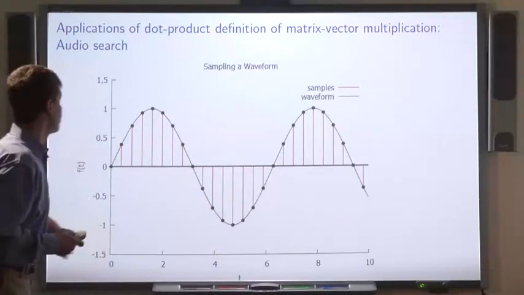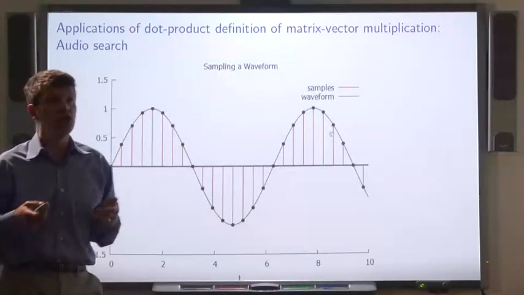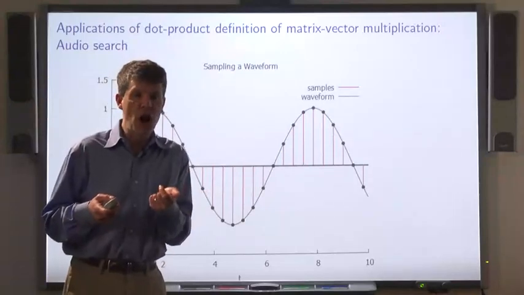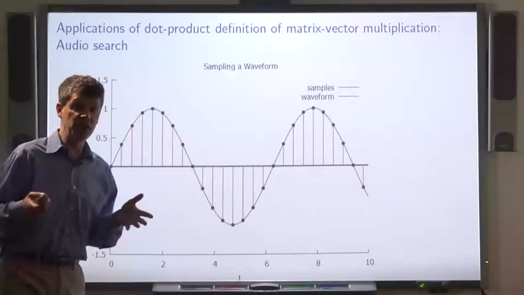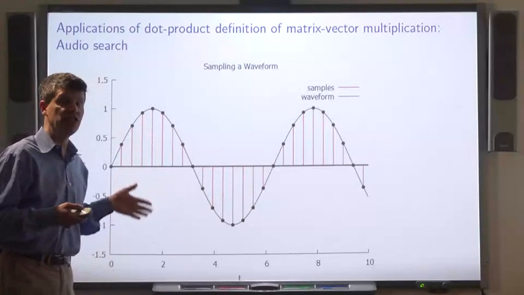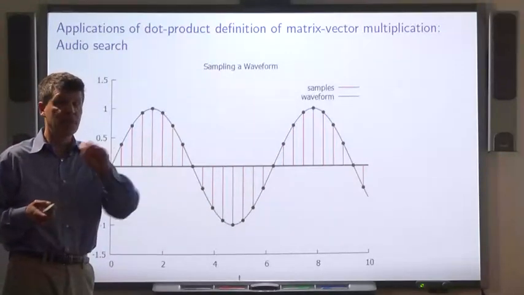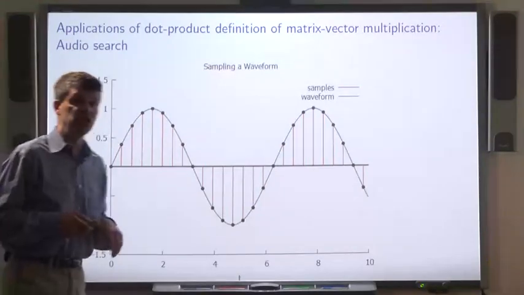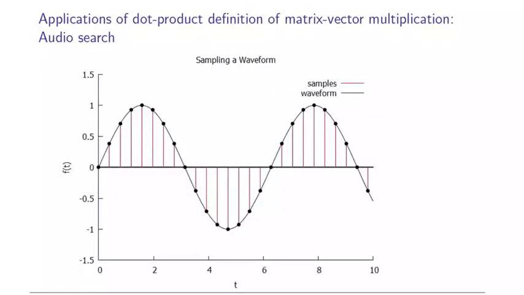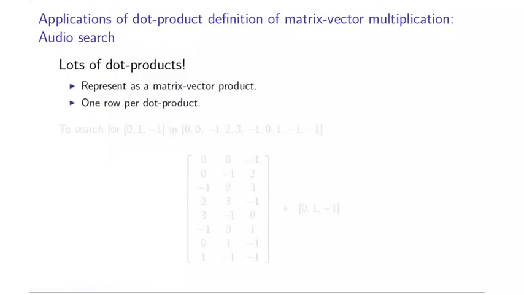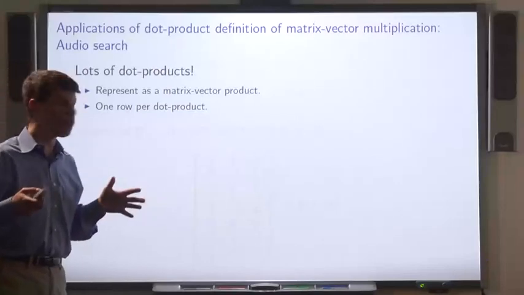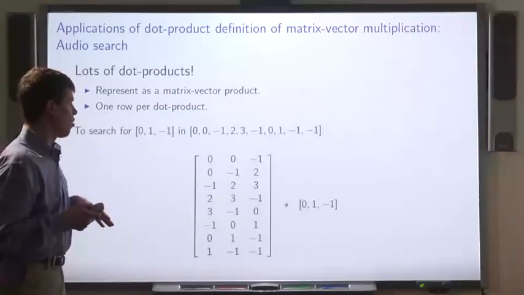Here's another application. Earlier we talked about searching for a short audio clip within a longer audio segment. These audio clips were recorded digitally, so they really consist of numbers arranged in a sequence. And we saw that the way to seek a short clip in a longer audio segment is to carry out a whole bunch of dot products, one for each of the possible positions of the short clip within the longer audio segment. Lots of dot products, but we can represent all those dot products as a single matrix vector product.